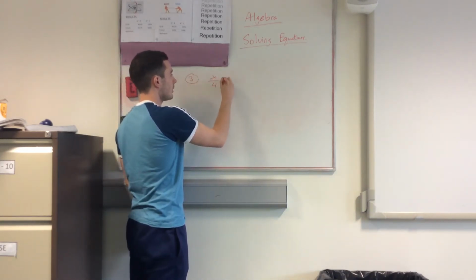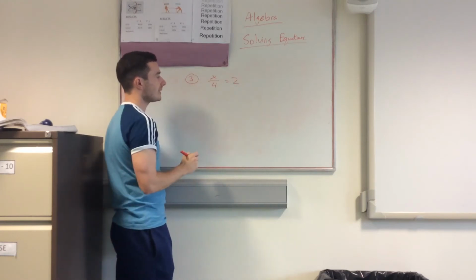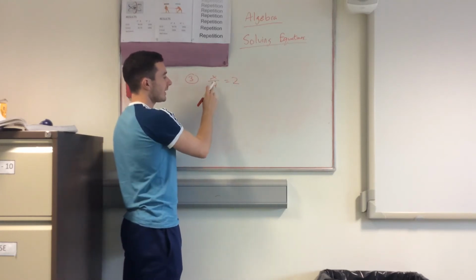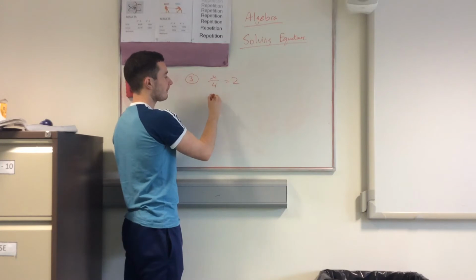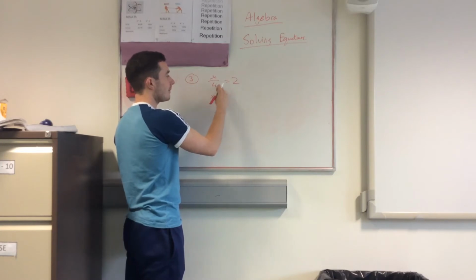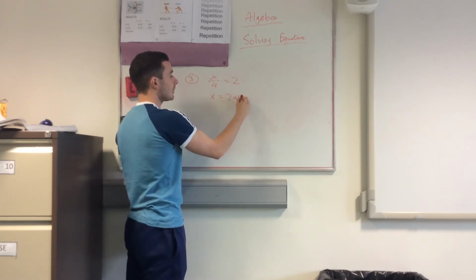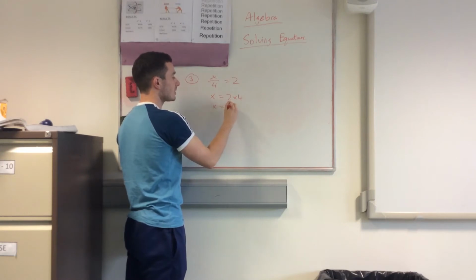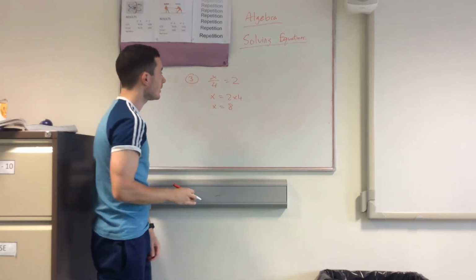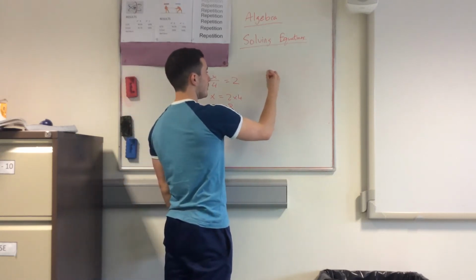x over 4 equals 2. x over 4 means x divided by 4. We want x on its own, so I have to move my 4 away. So x equals, divided by becomes multiplied by, 2 multiplied by 4, which is 8. Right?